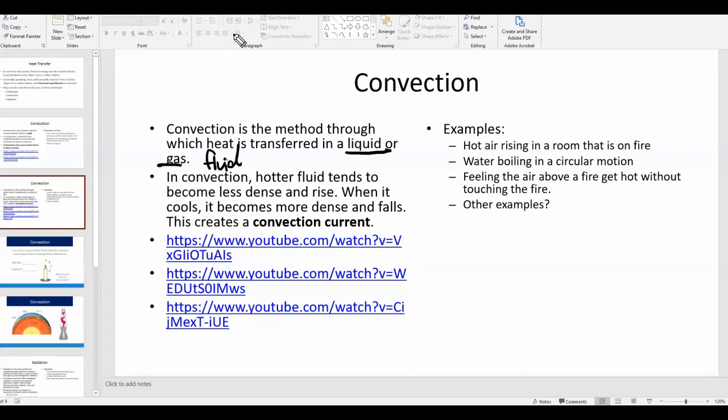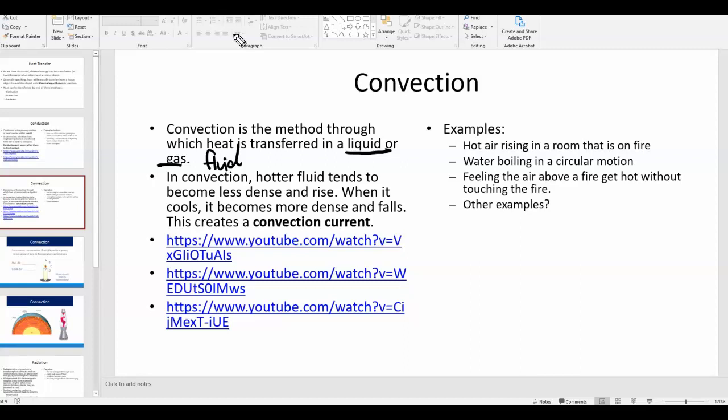Basically the way it works is that a hot fluid tends to become less dense, because if it's hotter, it spreads out more and occupies a bigger volume, and so it becomes less dense. And when that happens, the fluid tends to rise. And then when it cools, it becomes more dense and it falls, and this can create what's called a convection current.